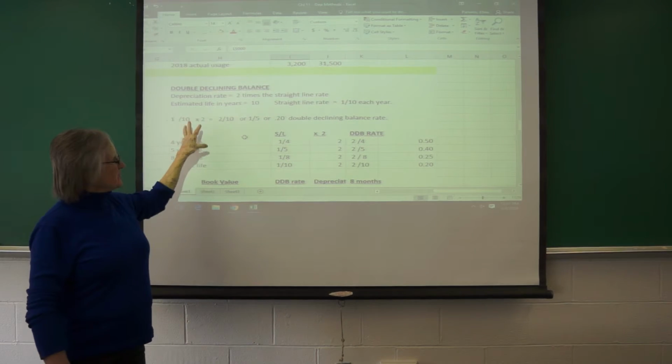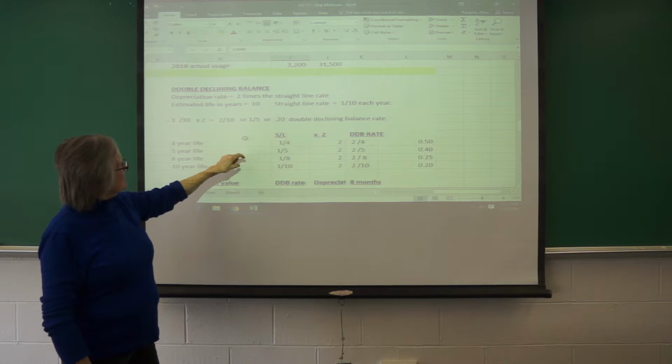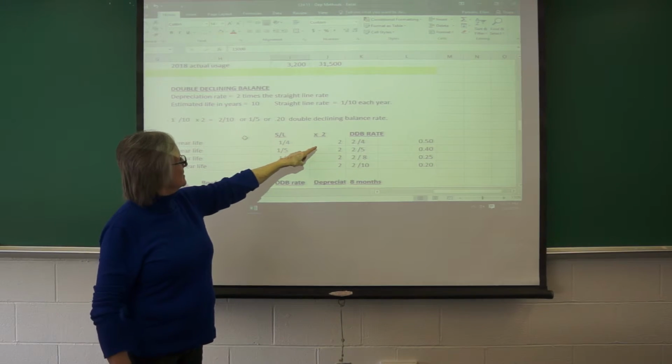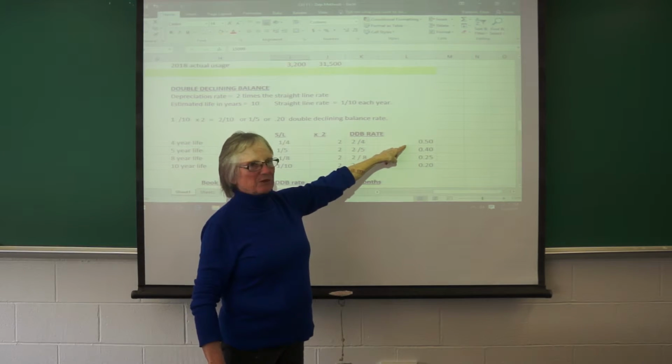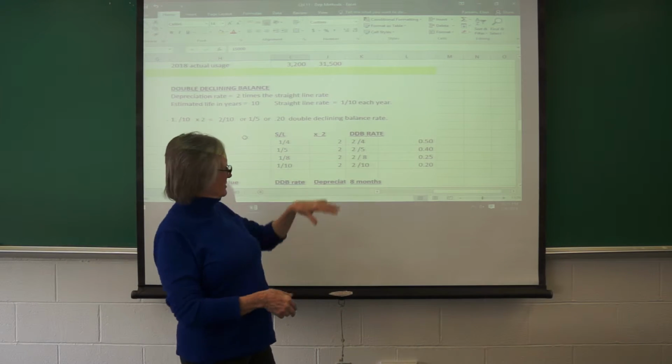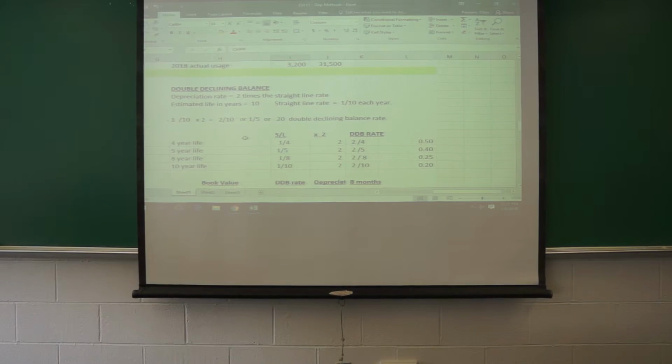I have a few done out here just for fun. So if you had a 4-year life asset, the straight line rate would be 1/4 times 2. Your double declining rate would be 2/4, which equals 50%. And I'll leave you to work through the rest of them. Okay, so you have to compute the rate based on the straight line rate and 2 times it.